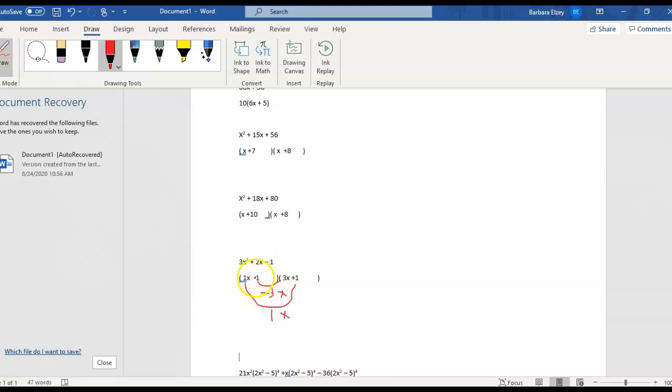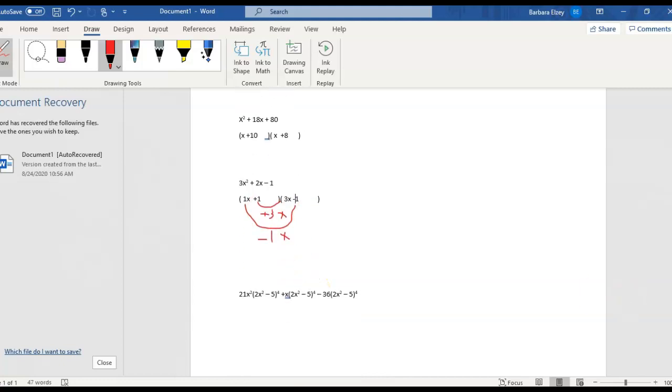All I have to do to get a positive 2x is just switch those two signs and I'll have the right answer. So let me turn the draw off. I want to switch this to the plus and this to the minus. And now that's going to change this to a plus and this to a minus, which will add to the 2x in the middle. So I now have the correct factors.